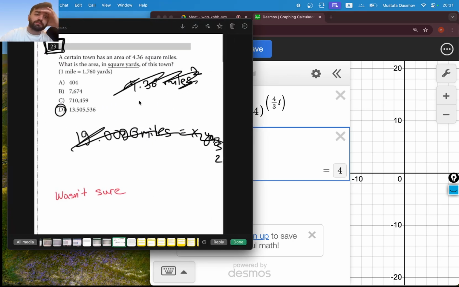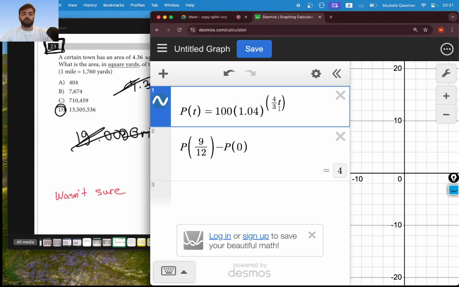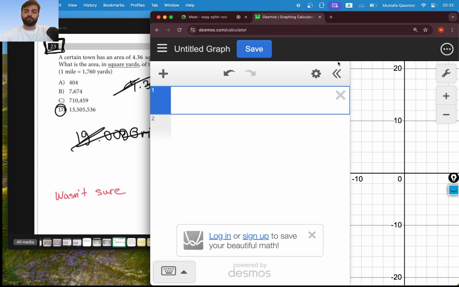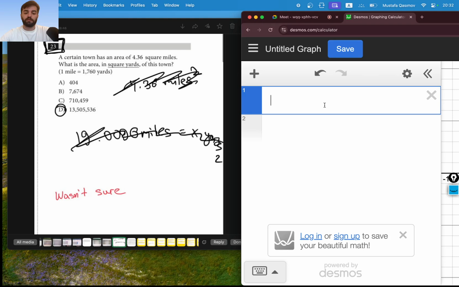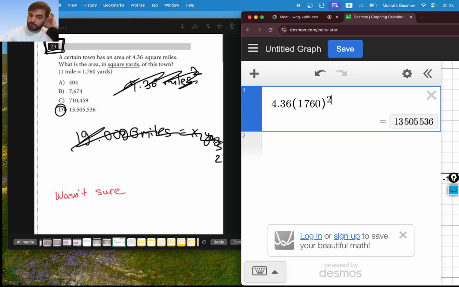This question, because it's square, you have to multiply by like that. So the answer will be D, because it's square yard.